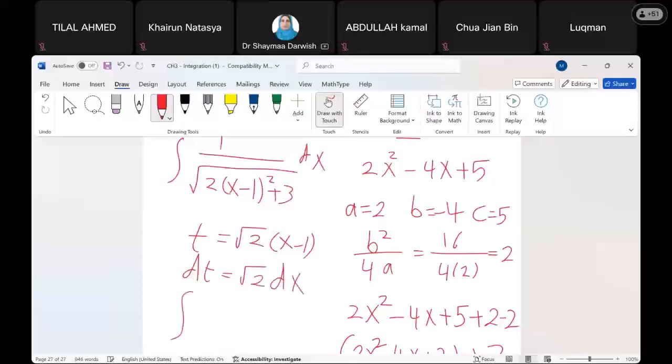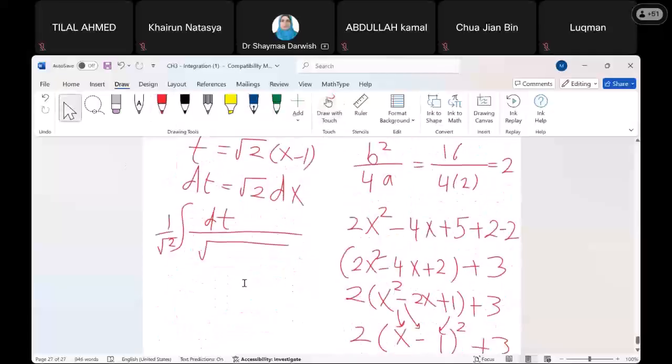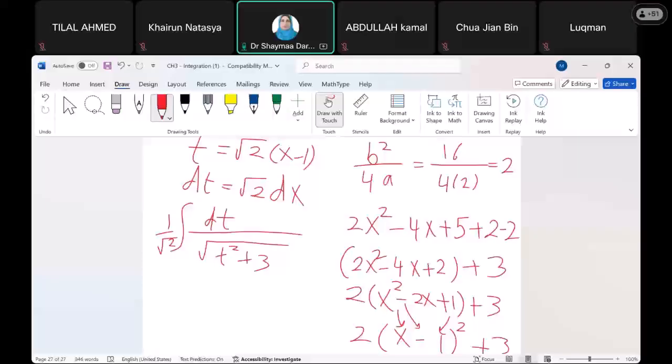So the integration now, instead of dx, is 1 over square root of 2, dt over square root of t squared plus 3. So this one is now a formula.